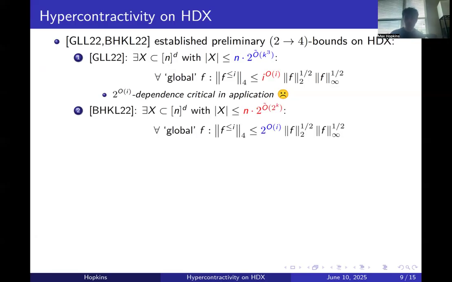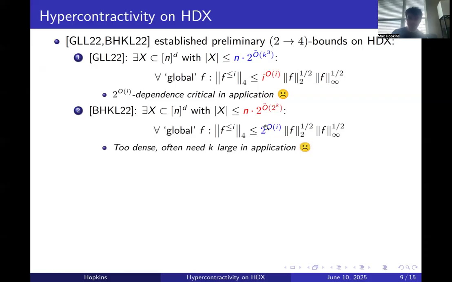In the second independent work with Bafna, Kaufman, and Lovett, we showed that there exist subsets, also based on a stronger notion of high-dimensional expanders, of size n times 2 to the 2 to the k, such that you do achieve this correct dependence: for all global functions, the 4 norm is at most 2 to the O of I times some function of the 2 and infinity norms. Again, this still has this L infinity issue, but roughly speaking, you get the right dependence, and this allows you to prove operator hypercontractivity and the applications where you need 2 to the O of I.